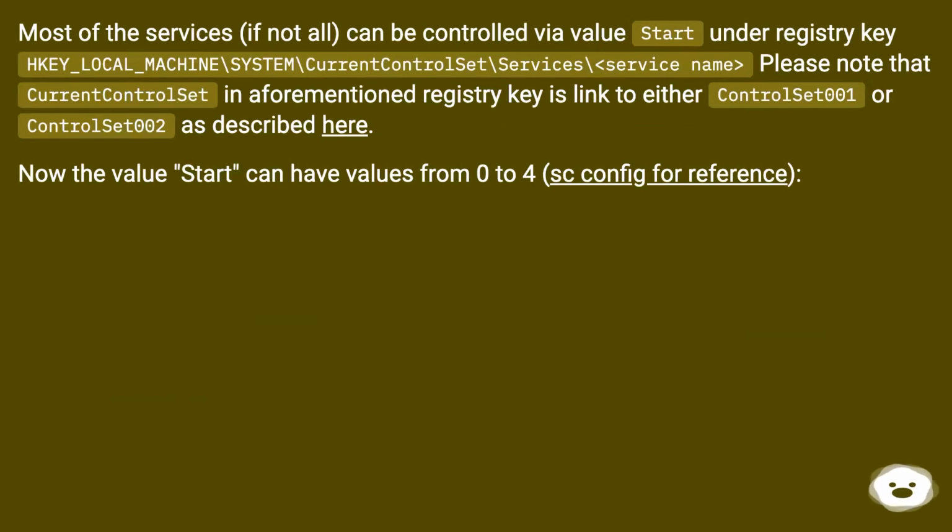Most of the services, if not all, can be controlled via the value Start under the registry key HKEY_LOCAL_MACHINE/System/CurrentControlSet/Services/. Please note that CurrentControlSet in the aforementioned registry key is linked to either ControlSet001 or ControlSet002 as described here. Now the value Start can have values from 0 to 4, see the config for reference.